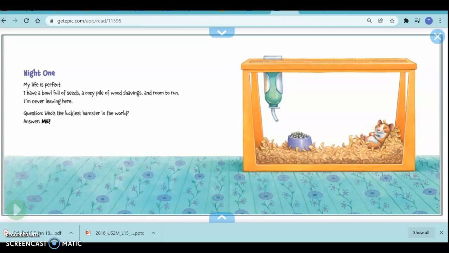Okay, so let's look at the beginning of the story. Seymour was very content with the things he had. Let's go ahead and read this page.